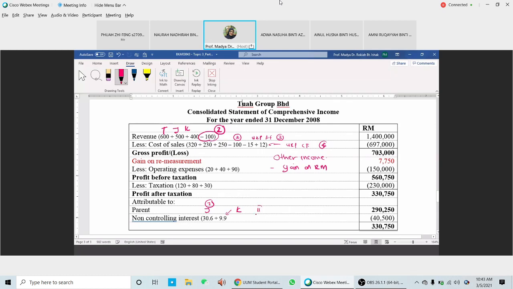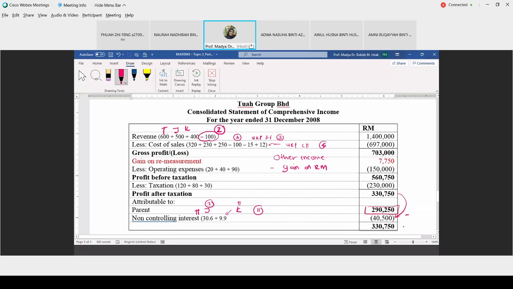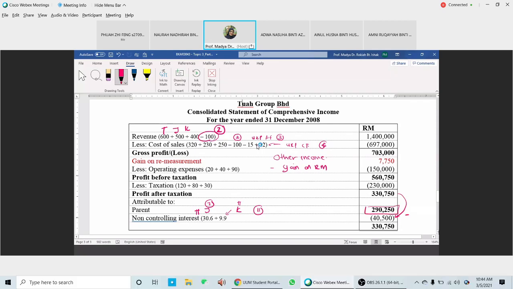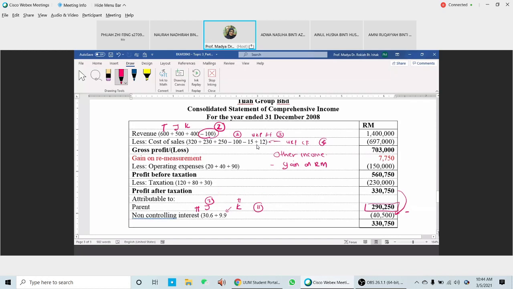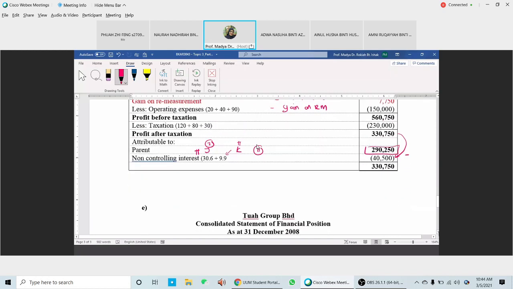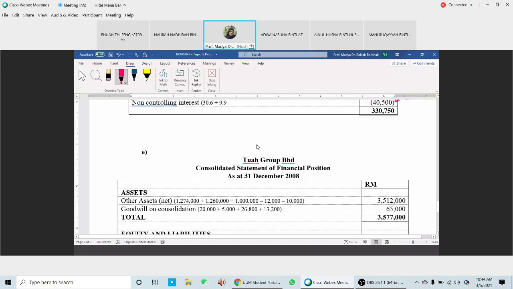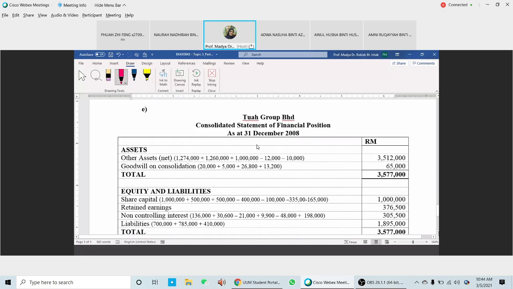The next one we move to your financial position. Looking at other assets, just total up the three companies, minus 12. Minus 12 here is your URP carry forward from the inventory. Because we don't have a specific item for inventory, put it under other assets. And then 10 here is the URP from land.